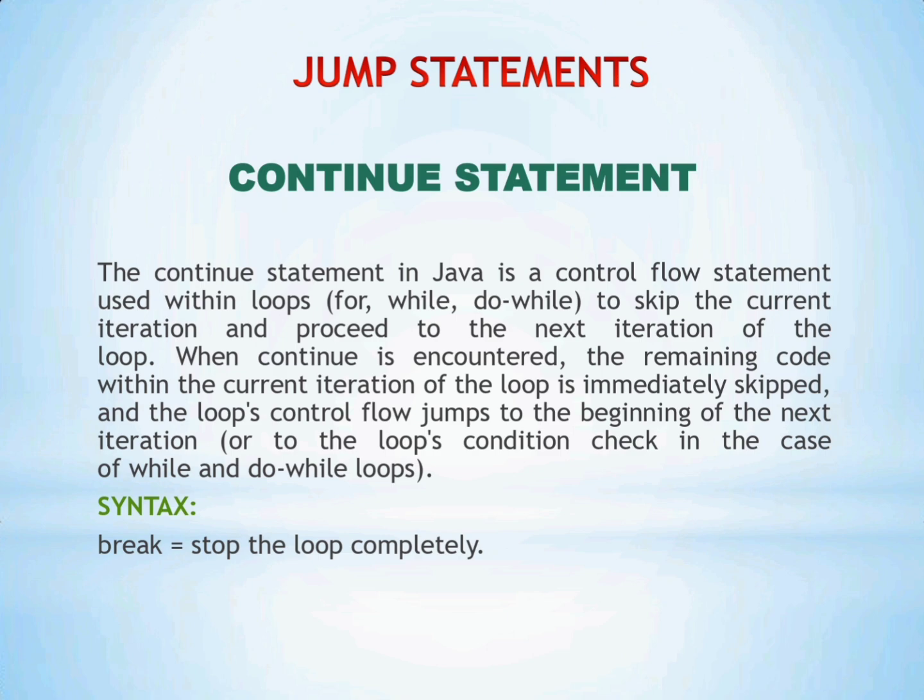The continue statement in Java is a control flow statement used within loops, for, while, do while, to skip the current iteration and proceed to the next iteration of the loop. When it is encountered, the remaining code within the current iteration of the loop is immediately skipped, and the loop control flow jumps to the beginning of the next iteration, or to the loop condition check in the case of while and do while.